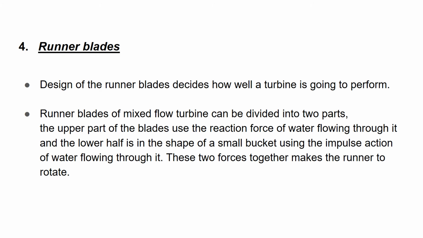Now the next part is runner blades. Design of runner blade, it decides how well a turbine is going to perform. This is a mixed flow turbine. So in a mixed flow turbine, the runner blades are divided into two parts. The upper part of the blade is used for the reaction force of water flowing through it, and the lower half, in the shape of a small bucket, uses the impulse action of the water flowing through it. This we have already seen in the working principle. So the two forces, that is the pressure difference and the impulsive force, make the runner rotate.